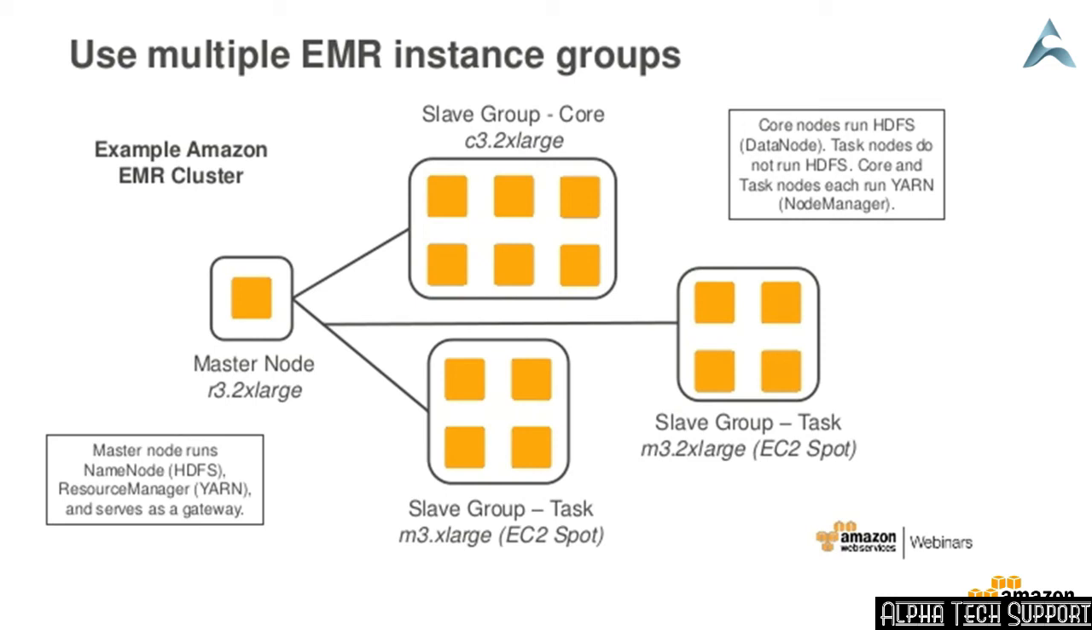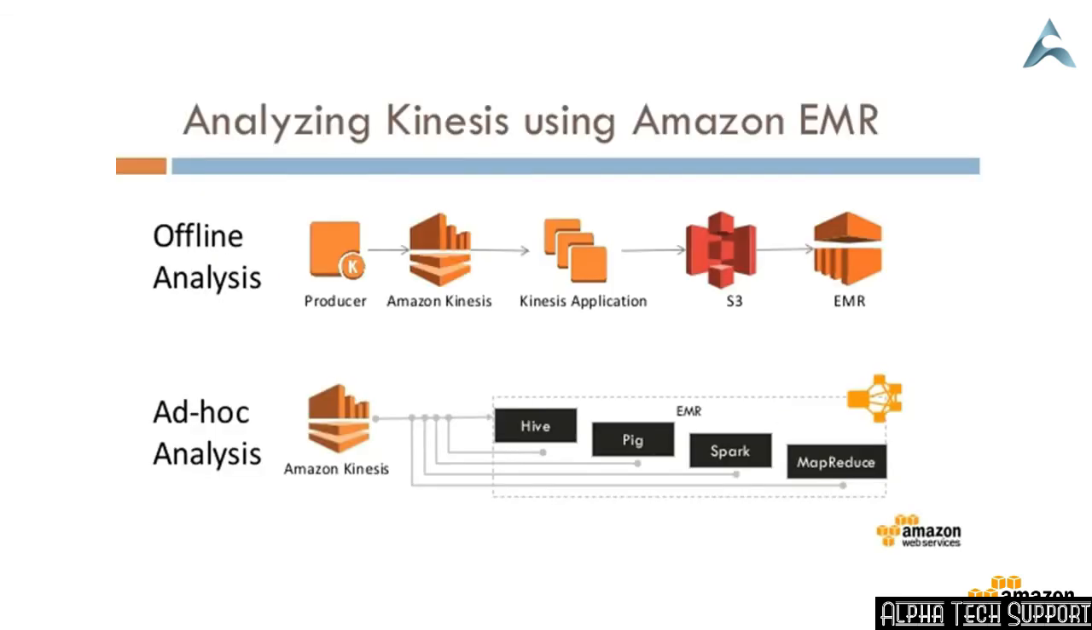This is a use case of EMR, an application for analyzing Kinesis data using Amazon EMR. For example, we have to perform an offline analysis and we have a certain chunk of data stored in EMR. So how can we do so? The producer gives the Kinesis request. Kinesis creates an application which fetches information from S3 and reflects it back using EMR, Elastic MapReduce.